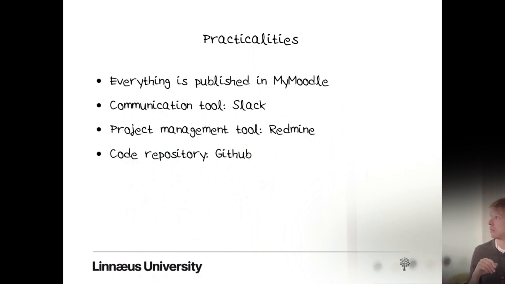Everything is published in Moodle. Communication tool. I mean, you can do something else, but we kind of recommend Slack. It's been working well for teams in the past, and it seems like most students are pretty familiar with it by now. Project management tool. We're going to use something called Redmine, an old tool, but it does the job for what we need here. It has nothing extra. It has exactly what we need for this. Right? It's sluggish and old, but it works. And you're going to get GitHub as a repository.